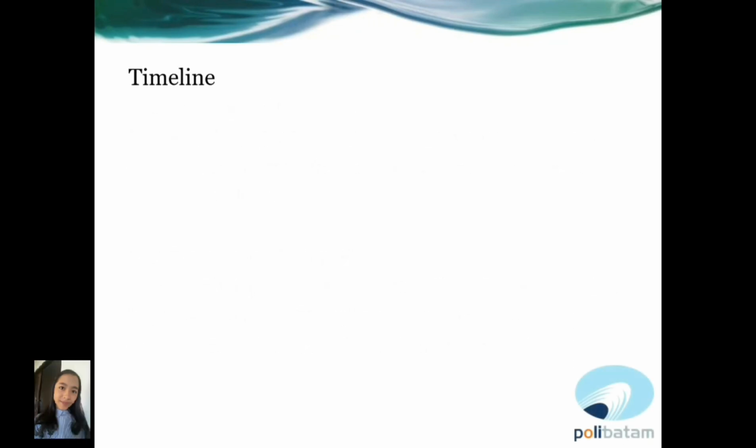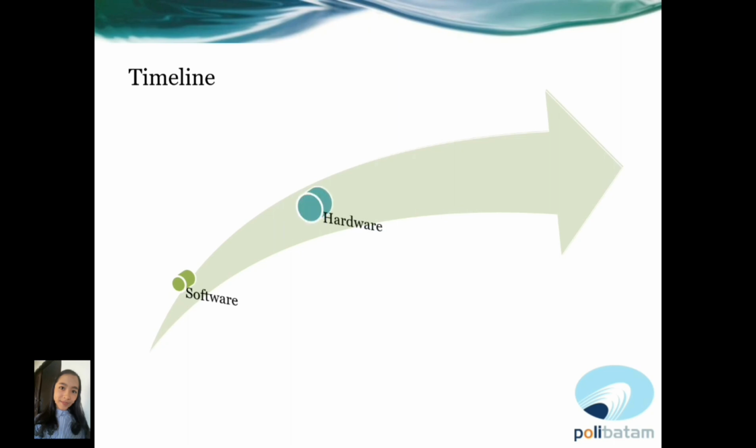Next, timeline. In our first and second weeks, we made the program using Arduino software. In our third and fourth weeks, we made the hardware using the sensors, Arduino, the DC fan, and power supply. And also we tested the program on the hardware. In our fourth and fifth weeks, we took the data.